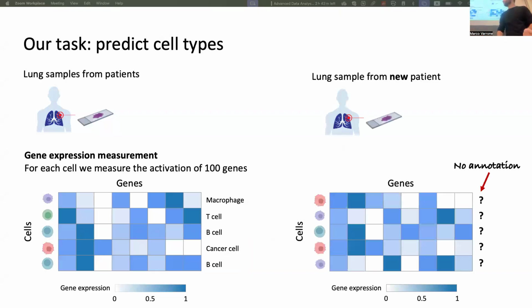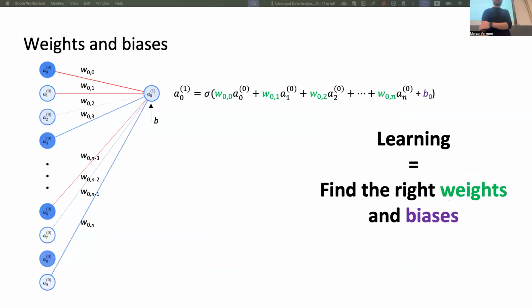Then imagine that a second sample comes, and again, you do the experiments, so you know which genes are activated for all the cells in the sample, but you don't have any expert annotation anymore. So you need to find the cell types for this new sample for which you don't have the labels. And again, learning means finding the right weights and biases to be able to do this classification accurately.